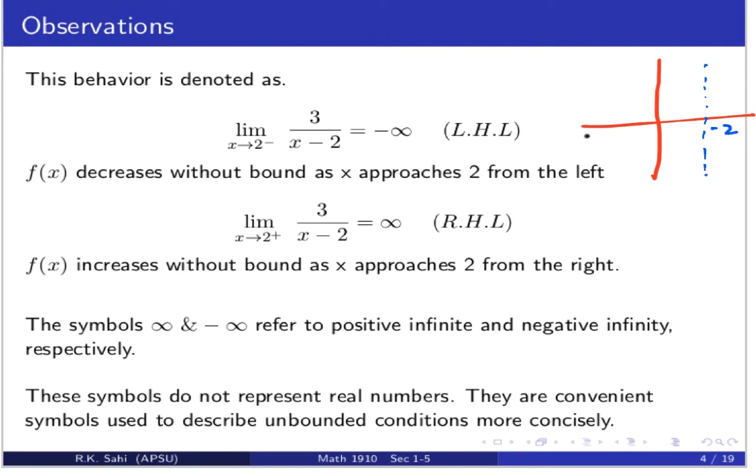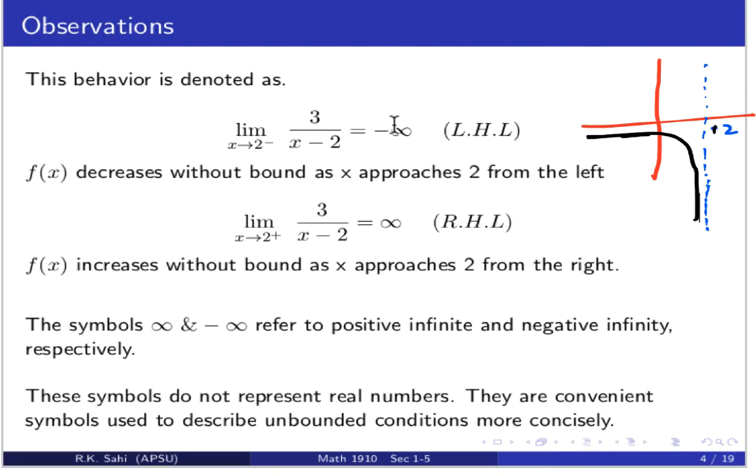As the graph approaches 2 from the left-hand side, notice what's happening. It's dipping down. That means it's decreasing without bounds. But it's never going to touch the vertical line given by x equals 2. Now to represent its decrease unboundedly, we write -infinity. The decrease means the negative sign. Infinity means that it is unbounded.